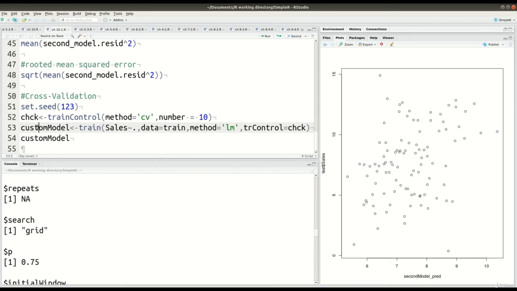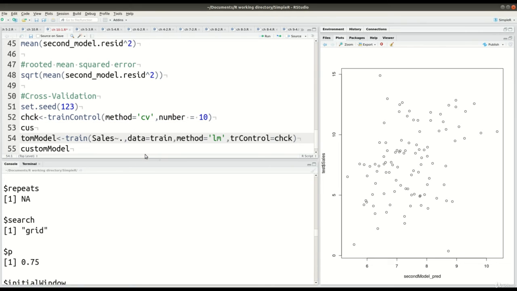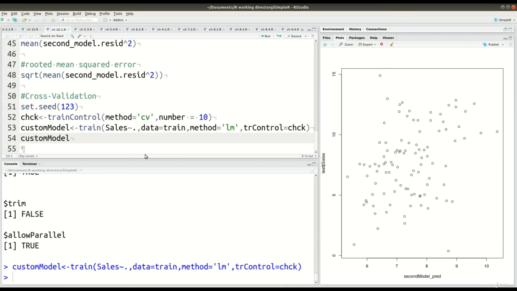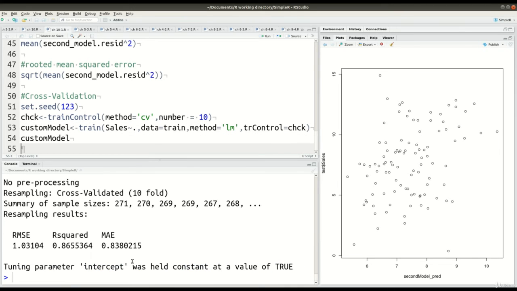All right, now what's happening here at line 53 is we're going to make a model called custom model. We're using the train function. This comes from the Caret package. We're using all of the variables in sales. Our data is train. The method is LM, that's linear model or linear regression. And our trControl, that's this information we just saved here in line 52. So we do this, whoops, we run it, and then we check the results.